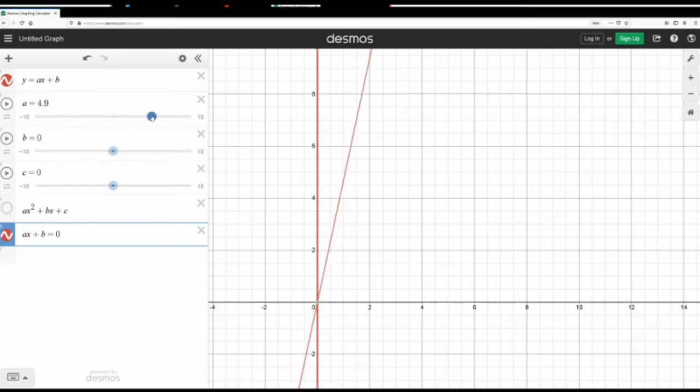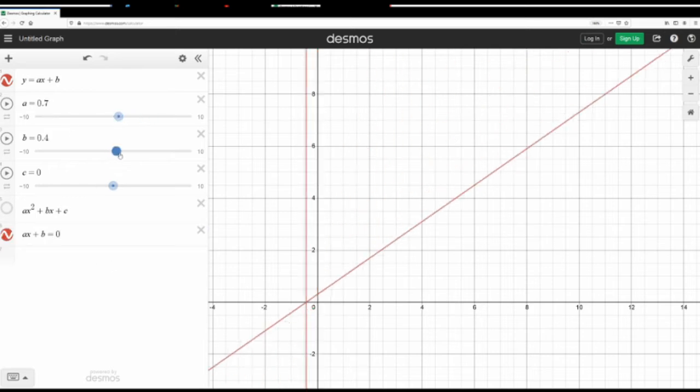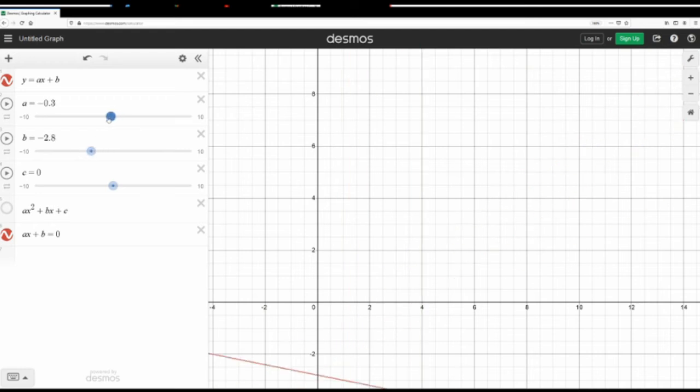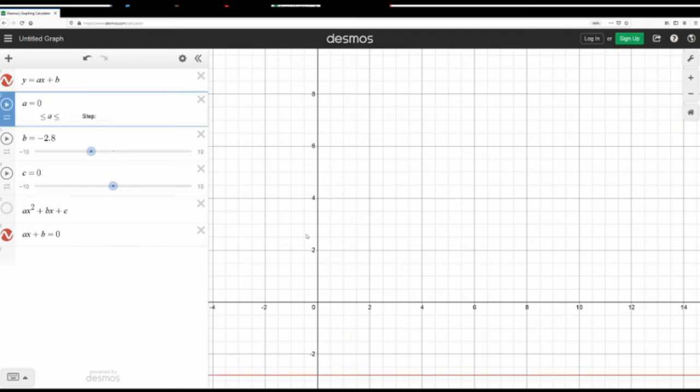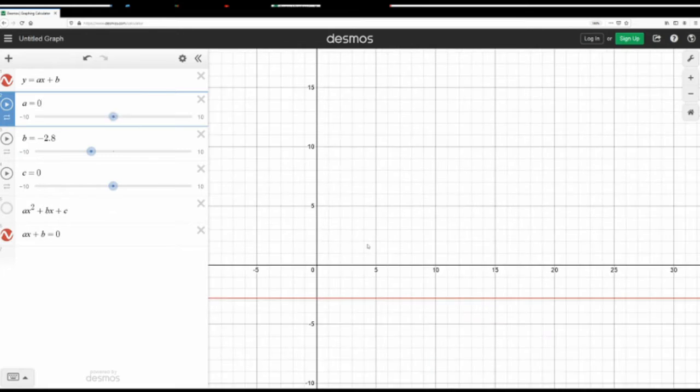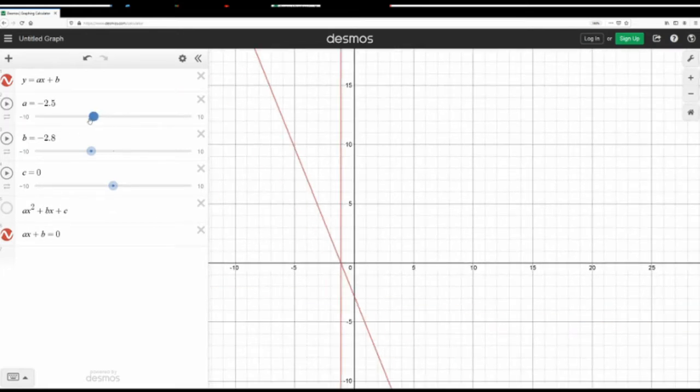So as I change a, this doesn't seem to change. As I change b, it's shifting around. I can change a again, it's still moving. I can do all kinds of crazy stuff. But we're always going to have a root, right? Well, except if I change a to 0. But once again, that's not a linear graph anymore. You just get a constant value. This is quite simple. You always get one root and it's okay.